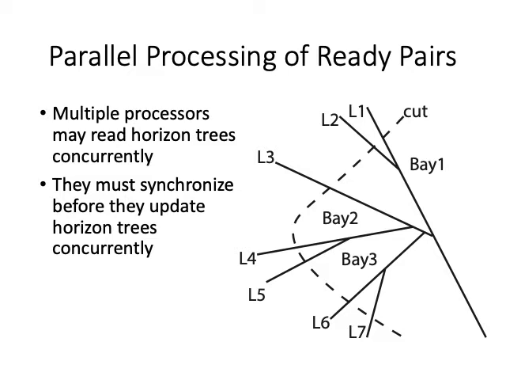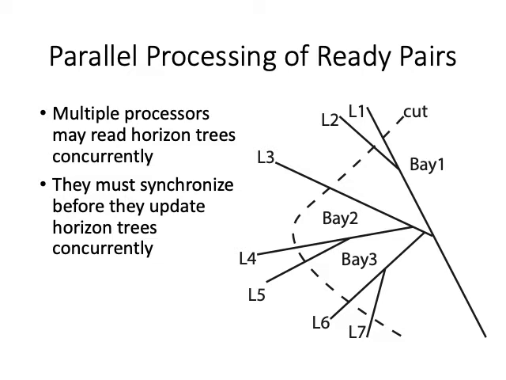This example has three ready pairs. In order to process the three ready pairs in parallel, we make this observation. When L7 crosses L6, it needs to traverse bay 3. L7 will not intersect L5 in bay 3. Similarly, when L5 crosses L4, it needs to traverse bay 2. It will not intercept L2.